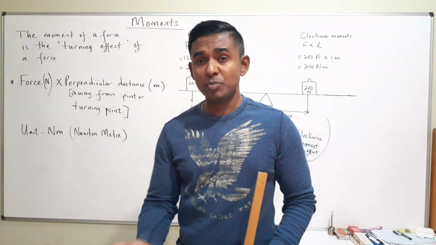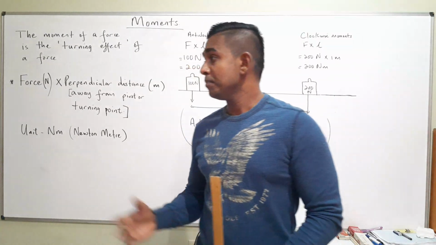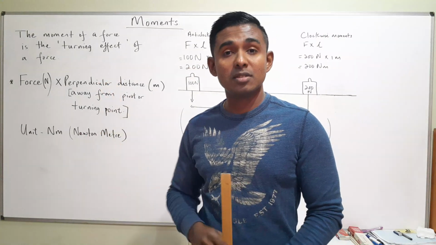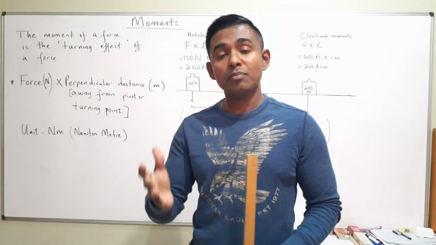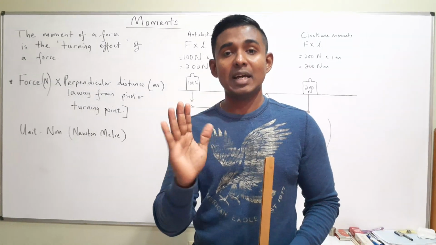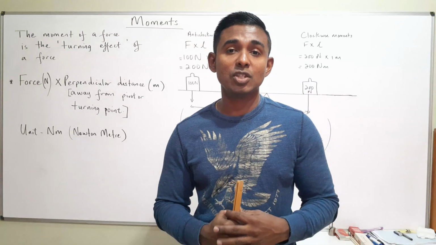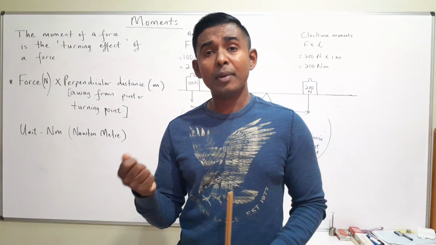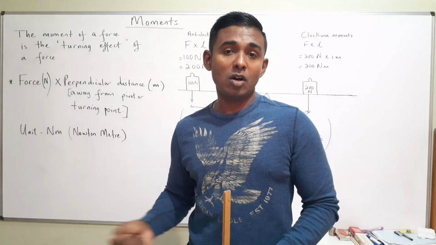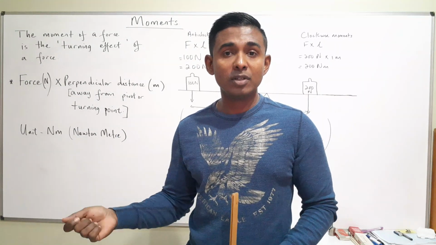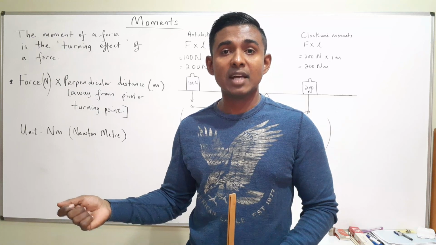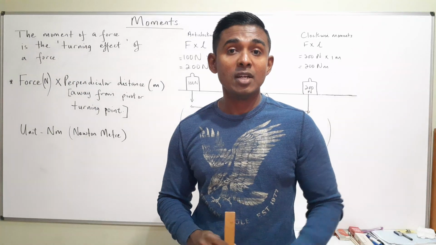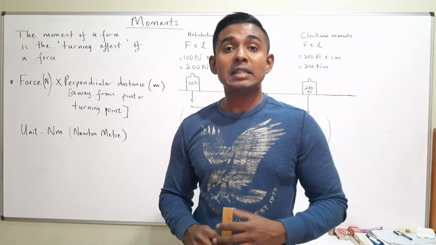So for example, you've experienced this a lot of times. When you open a door, a door has two hinges, turning points. The door turns about that hinge. It pivots about that hinge. The hinge is the turning point. So when you apply a force and you pull the handle of the door, that force causes a turning effect and the door rotates or turns about the hinge, right? So that's an example of where you get a turning effect.